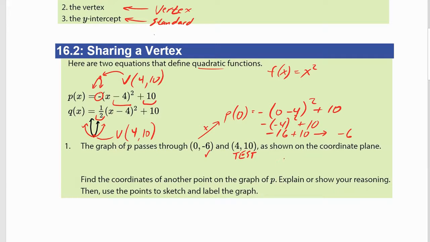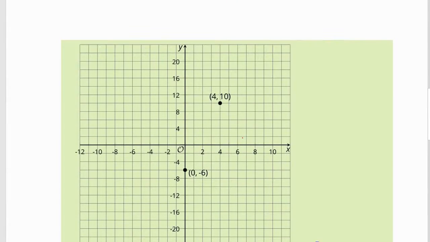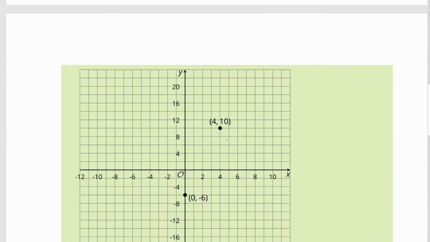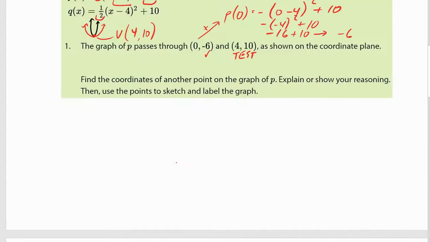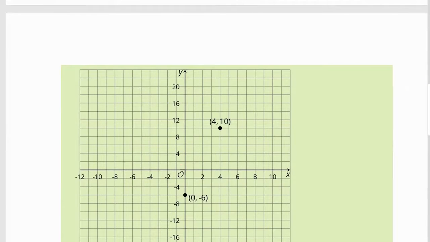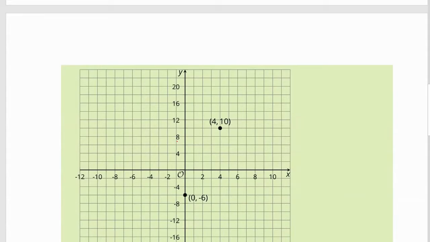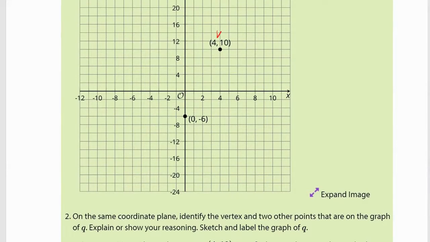And then they also show it on the coordinate plane. So let's scroll down to what they were talking about. They already got those points plotted for us. We know the vertex to be at 4 comma 10. So let's get 4 comma 10, and 0 comma negative 6. Find the coordinates of another point on graph P. Explain, show your reasoning. Is it concaving up or down? Let's remember, we're concaving down. I am assuming this is our vertex. So I'm assuming that's a horrible curve, just horrible. I'll try to do better here.